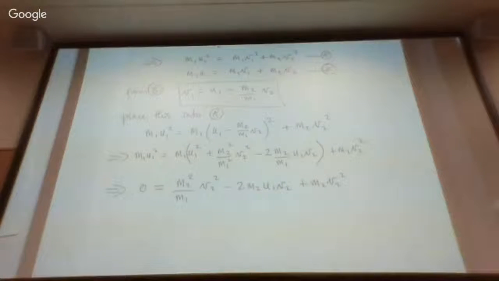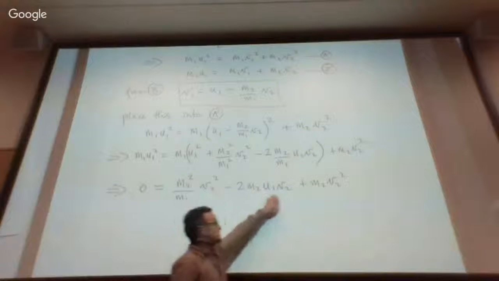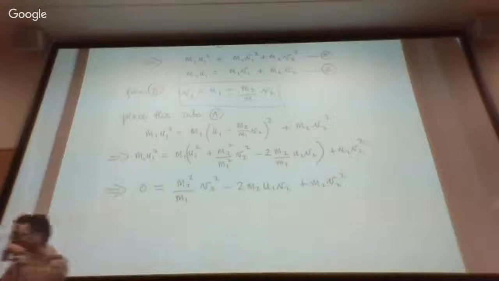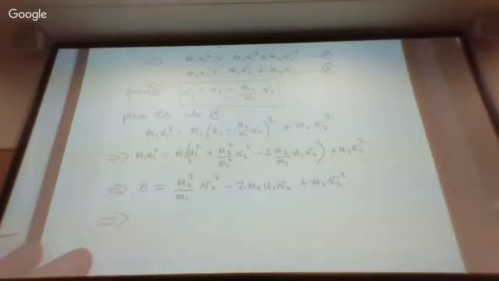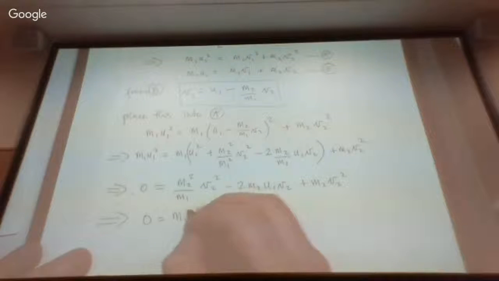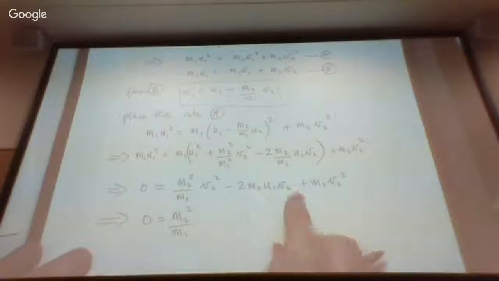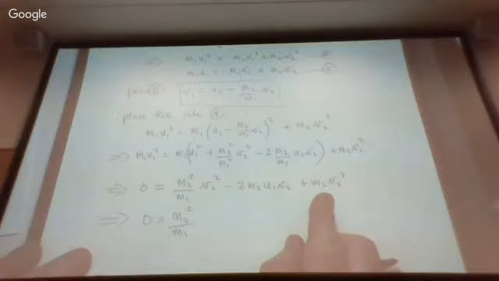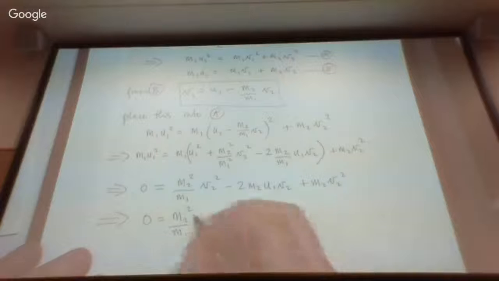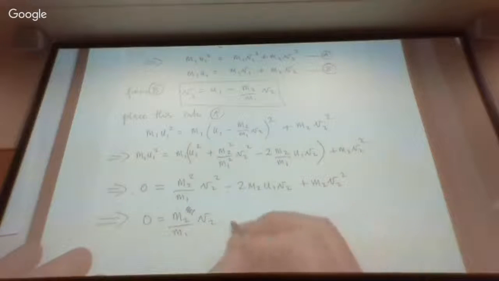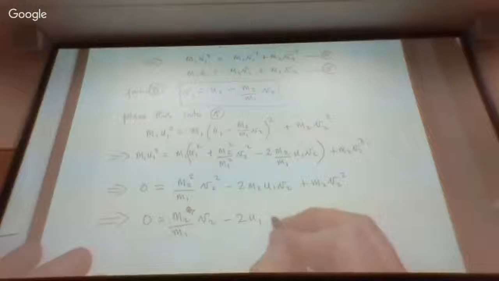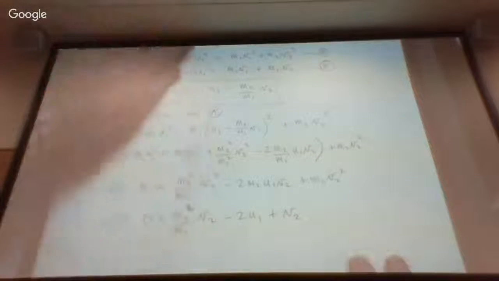Now this is looking good. We've got a common factor v2 in everything. So you can divide out by v2. In fact, m2 v2 is a common factor. So I should divide that by m2 v2. So I get 0 equals m2 over m1 v2 minus 2 u1 plus v2.